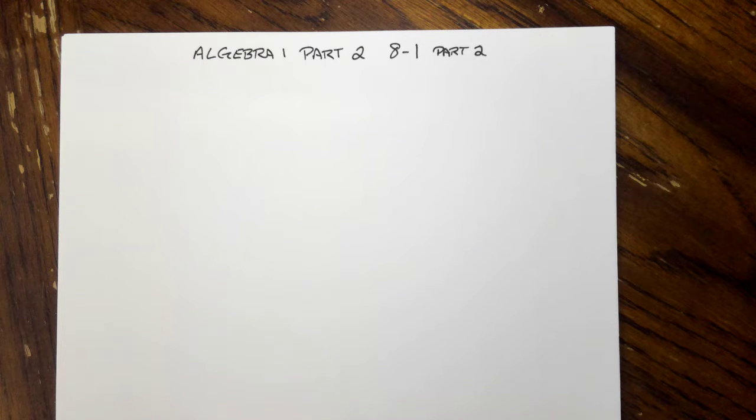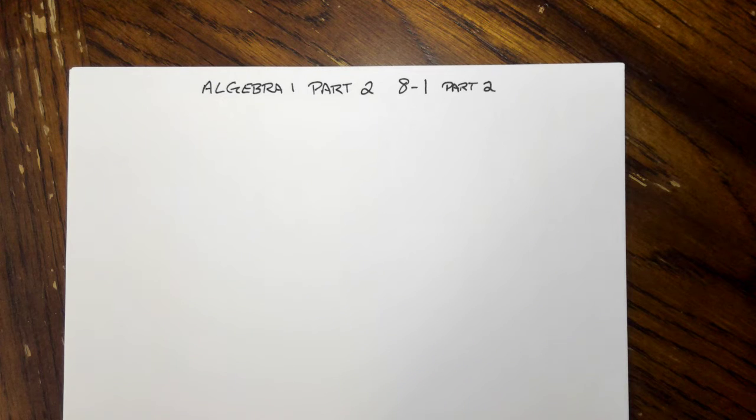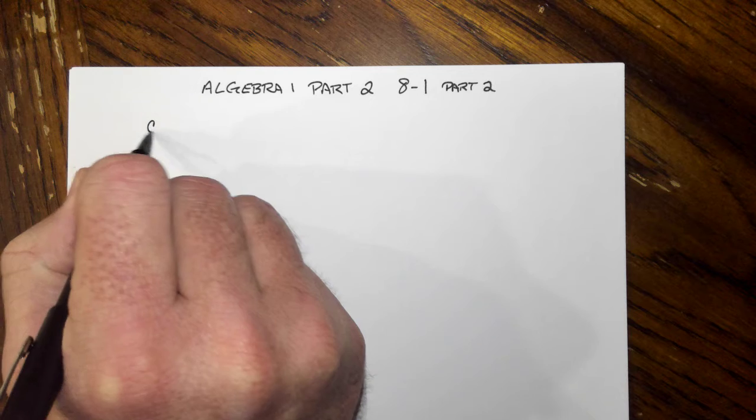All right, the second part of this first section deals with adding and subtracting polynomials. We've discussed this in the past. The other phrase we talk about is combining like terms.